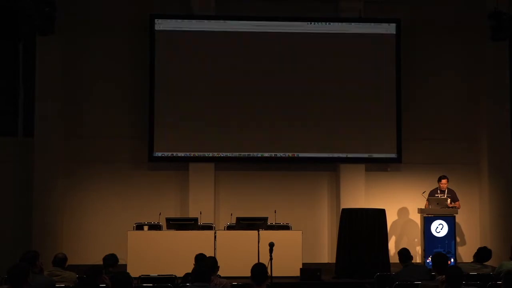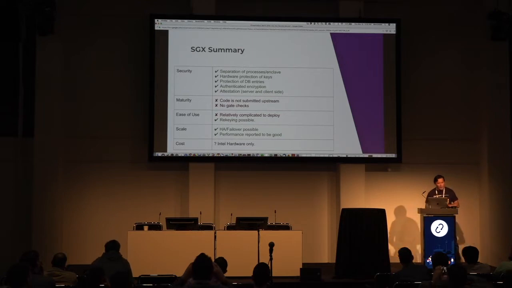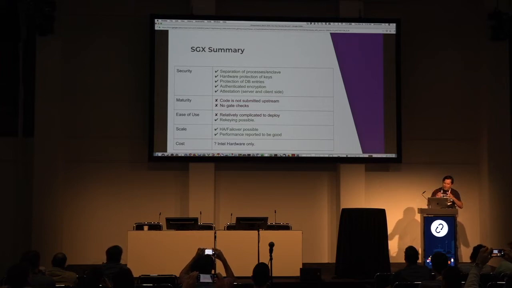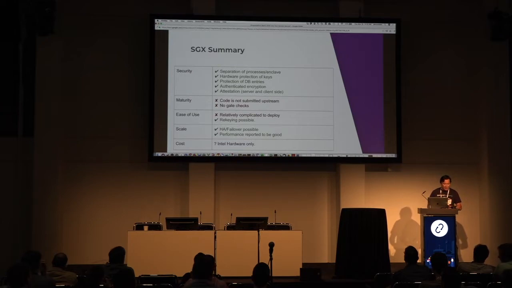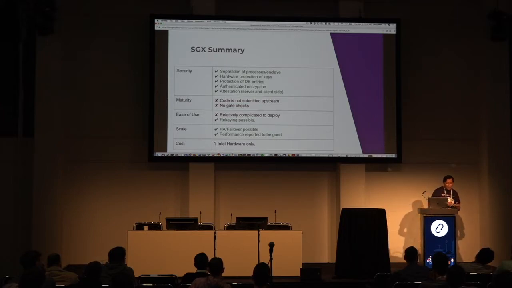So, great idea, good security. They say that you get essentially the same type of security as you would with an HSM. You do have hardware protection of your keys, because the keys and the entropy and so on are guaranteed by the Intel hardware. You've got good protection of your database entries, because their plugin actually did a validation with an HMAC on the database entries as well. All the authentication is using GCM mode encryption, so there's authenticated encryption there. And you have the possibility of doing attestation.